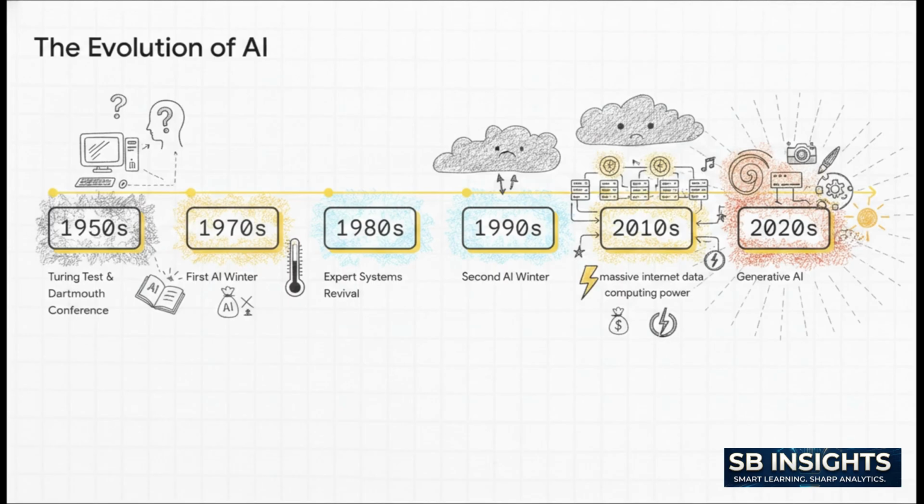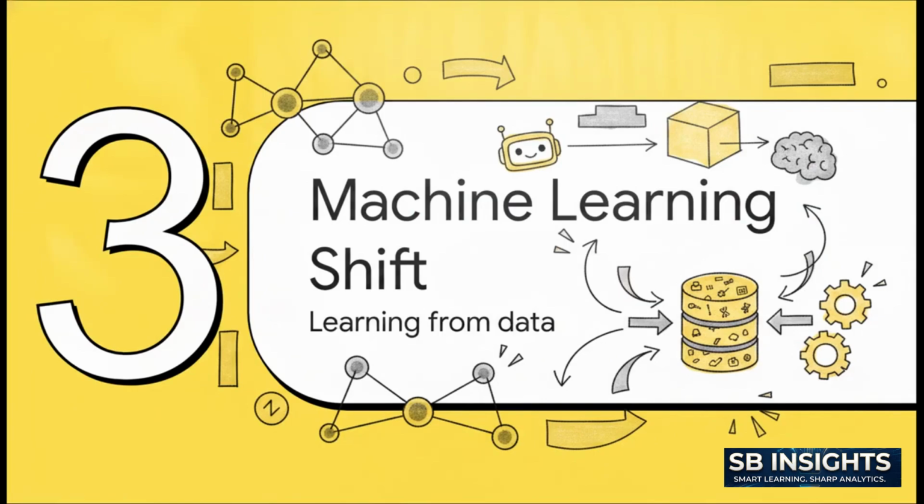It literally wasn't until the 2010s, with the deep learning boom fueled by massive amounts of internet data and a huge leap in computing power, that AI truly thawed out, eventually evolving into the generative AI era of the 2020s we see today. Which brings us to Section 3, the machine learning shift, learning from data, not rules.